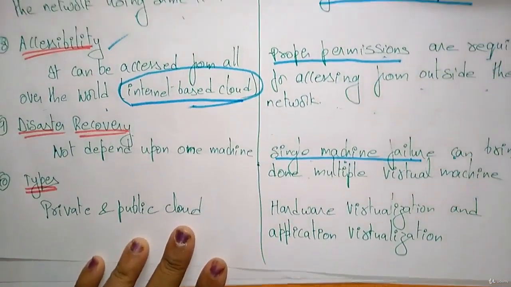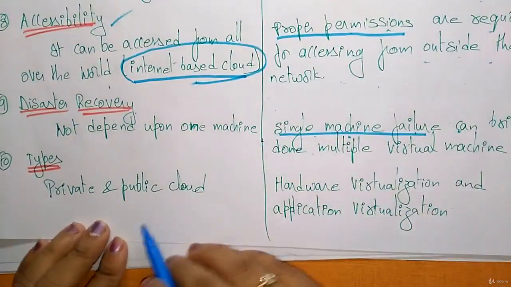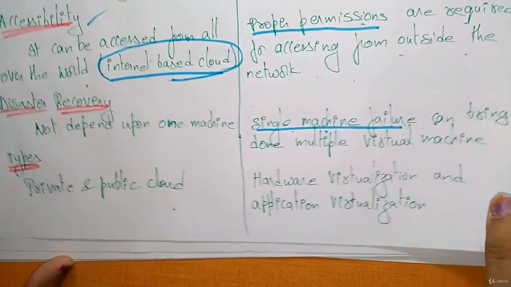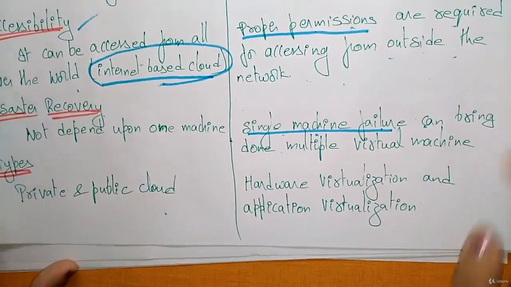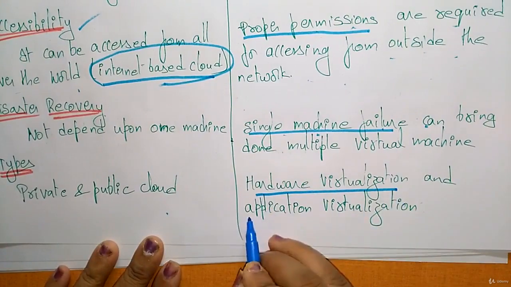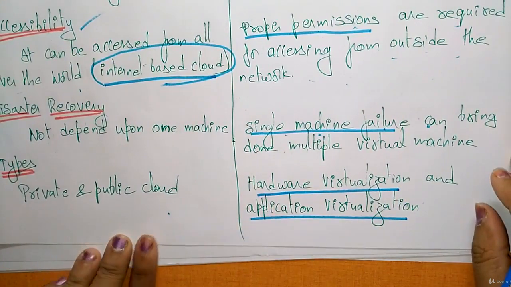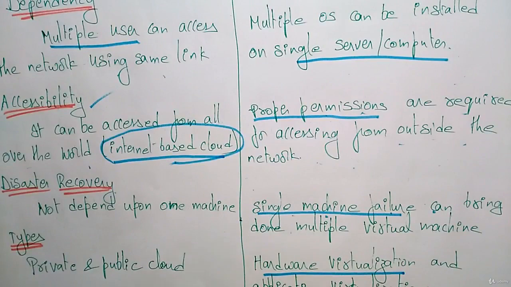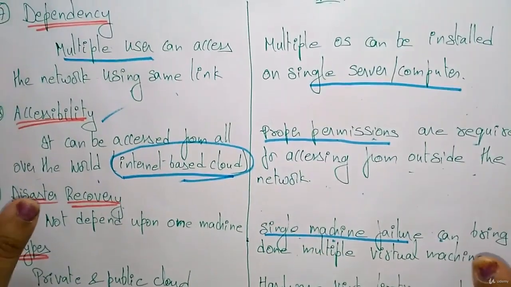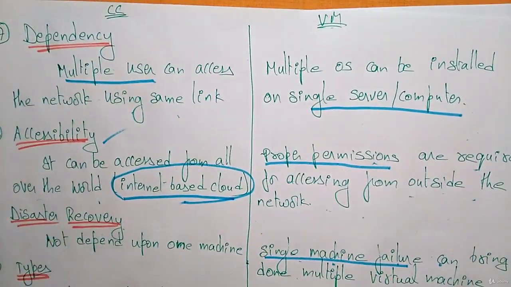Let's talk about the types. The cloud computing types are private and public clouds, whereas the types of virtualization are hardware virtualization and application virtualization. So these are the differences between cloud computing and virtualization. I hope you understand.